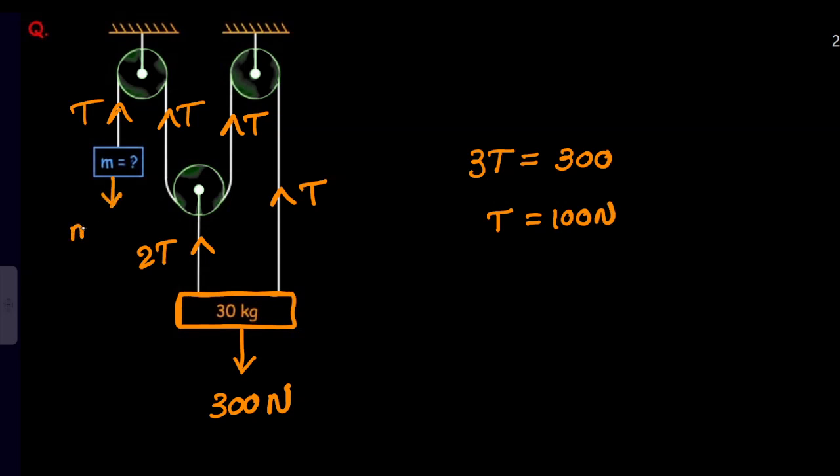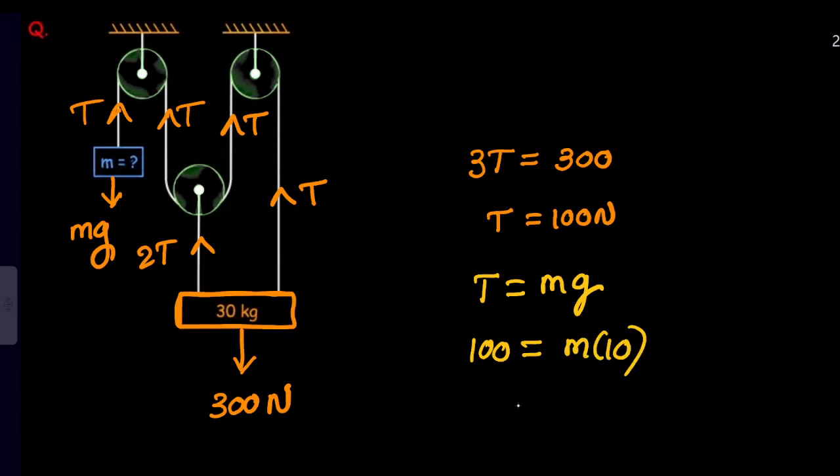So this weight is mg in the downward direction, na? So we'll write T is equal to mg. So T value how much now? 100, which is equal to m into g value 10. So how much is m value? Tell me now. 10 kg.